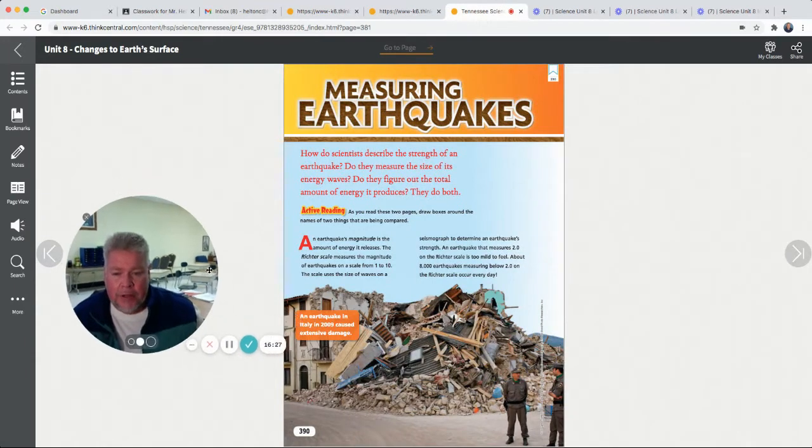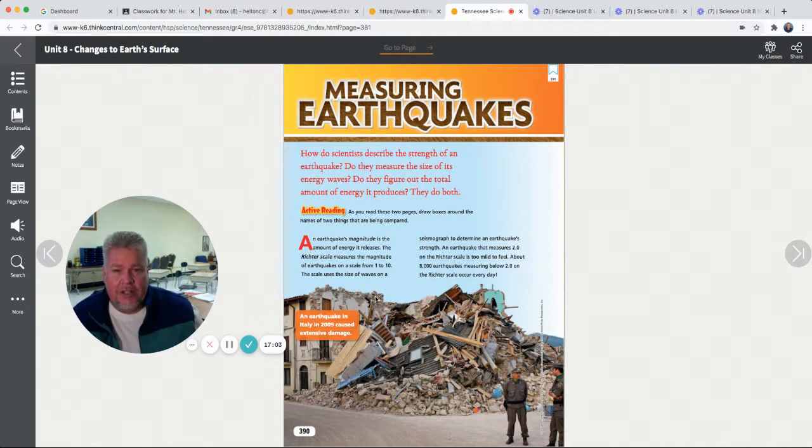And so measuring earthquakes, how do you measure an earthquake? How do scientists describe the strength of an earthquake? Do they measure the size of its energy waves? Do they figure out the total amount of energy it produces? They do both. An earthquake's magnitude is the amount of energy it releases. The Richter scale measures the magnitude of an earthquake on a scale from 1 to 10. So if you ever hear on the news that there was an earthquake, they would say it was a magnitude 6 earthquake on the Richter scale.